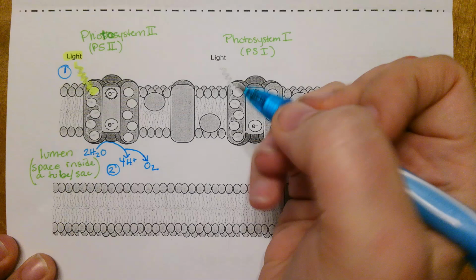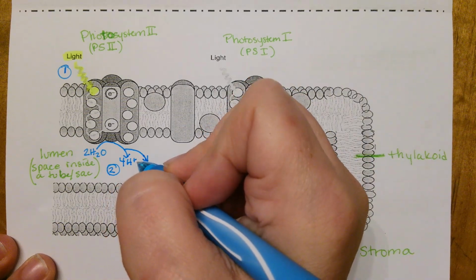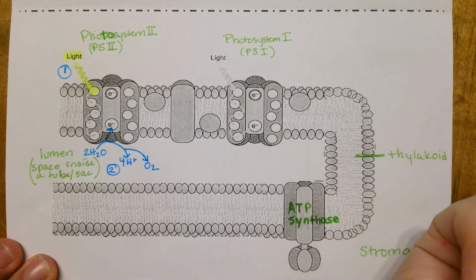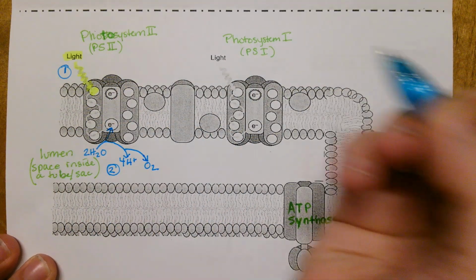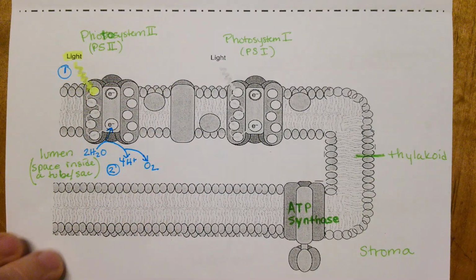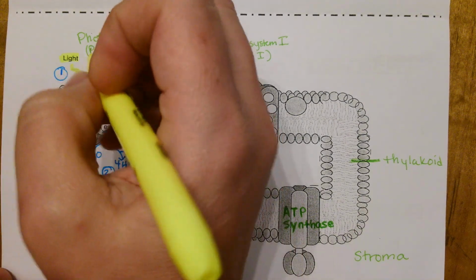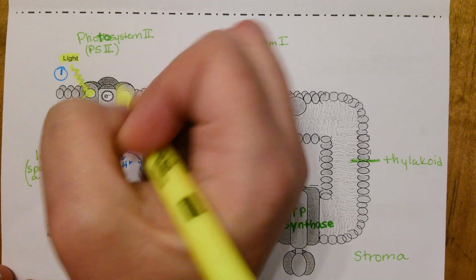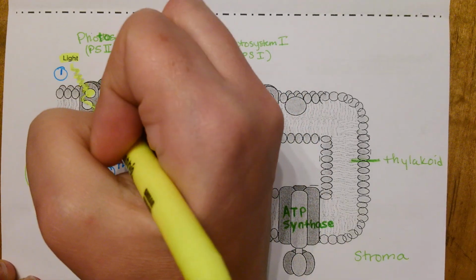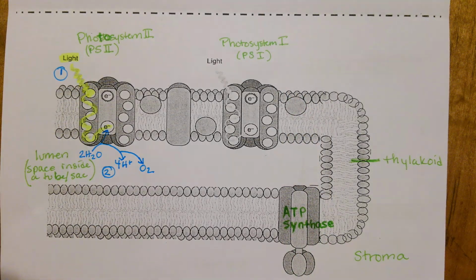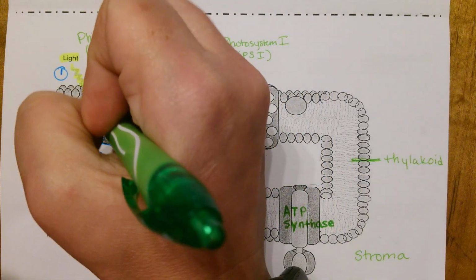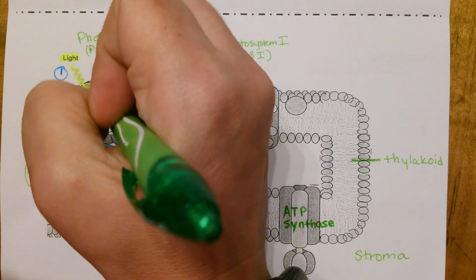All right, but because we have positive ions right here, that means that's where our electrons went, okay? So this light energy is going to travel through, and it is going to join with 2 chlorophyll molecules that are going to be here.